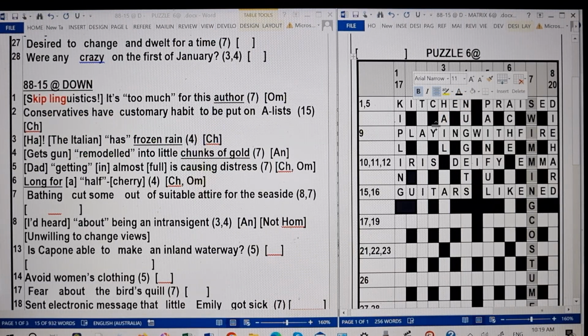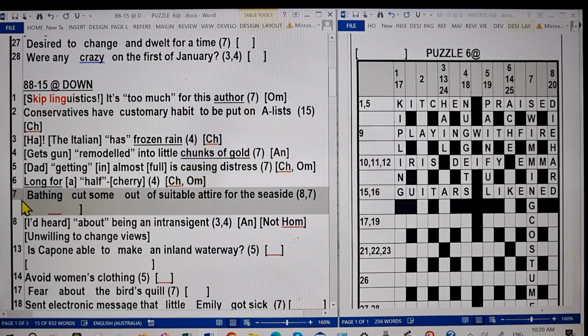How do we get swimming costume in 7 down? Well, let's look at it. Bathing cuts some out of suitable attire for the seaside. Obviously, that's the key. Suitable attire for the seaside. Okay, which is a swimming costume. How did you get it? Well, let's look at the rest of it. Here we go.